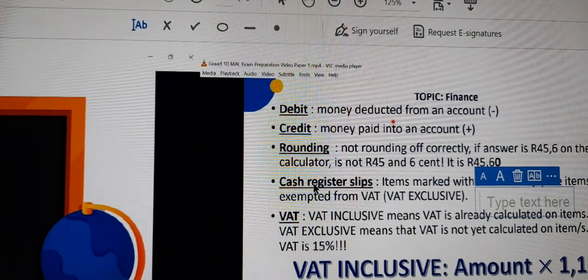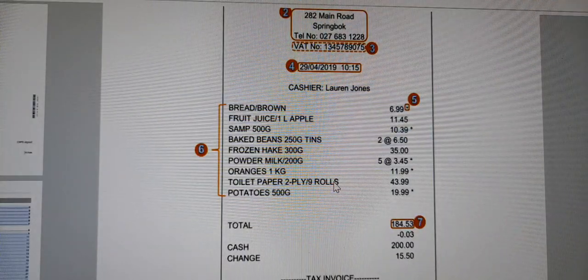Now we will go through the cash register slip and the approach. How do we approach it? Okay, let's go to the textbook. I want to take one example. So this is the cash register slip.